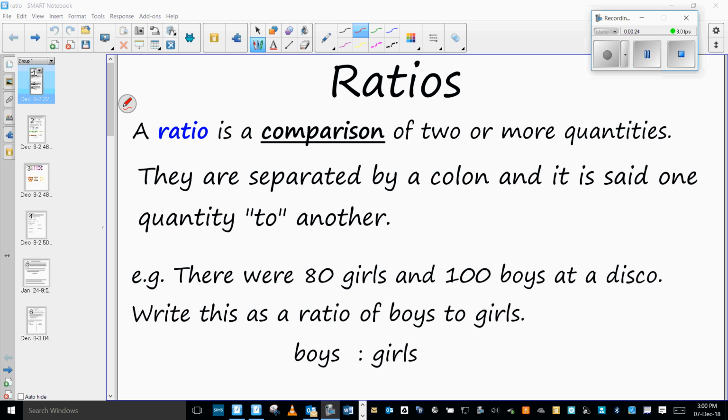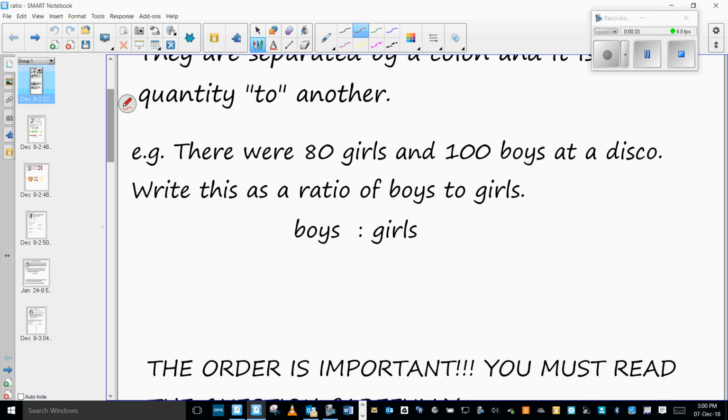They're separated by a colon, and it says one quantity to the other. So, for example, there were 80 girls and 100 boys at a disco. Write this as a ratio of boys to girls. So, what I've done here, I've written boys, colon, girls. Now that is because the order is important. As it says underneath here, the order is important.